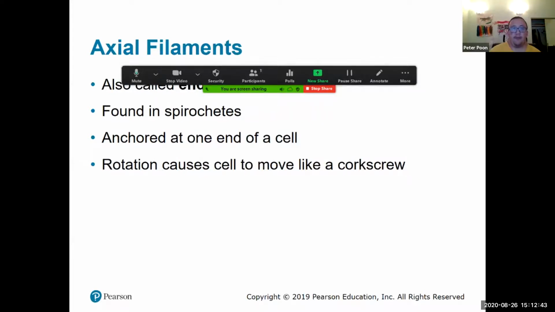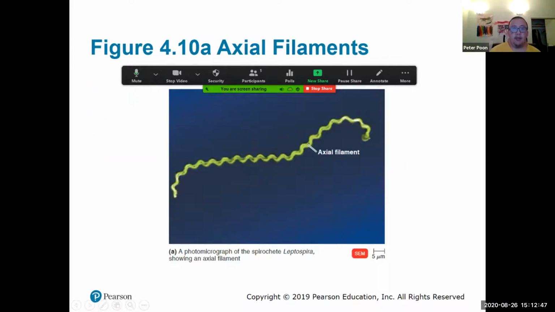Don't have to know that. Axial filaments, you do have to know. Axial filaments are like flagella, but they run along the entire length of the spirochete.